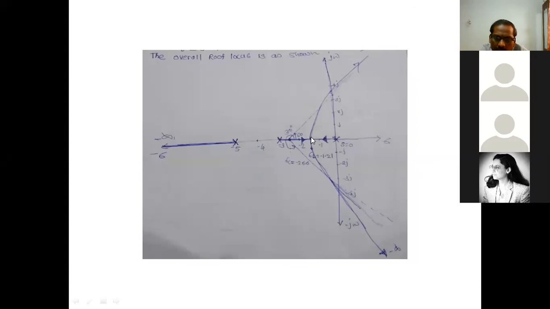At the breakaway point, these two root locus branches will collide with each other and leave the real axis at an angle of 90 degrees, that is 180 degrees upon n, where n is the number of root locus branches approaching the breakaway point. They will leave the real axis at 90 degrees and then follow the asymptote lines.